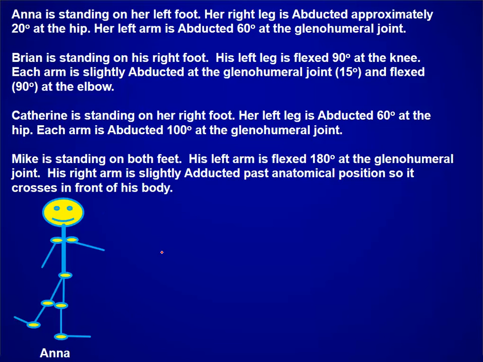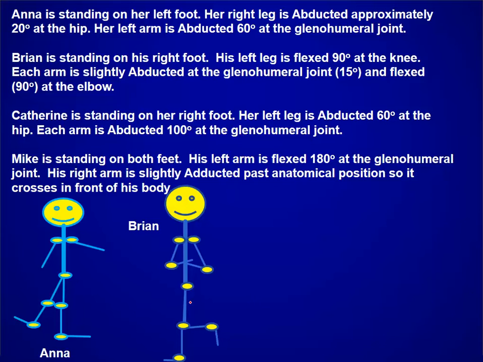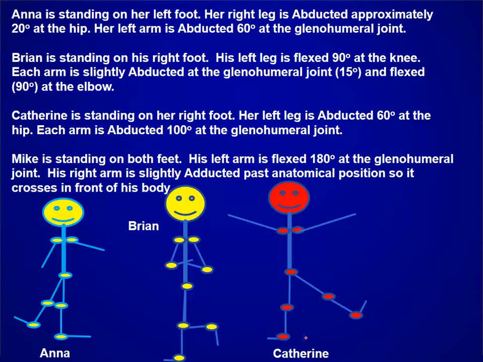All right. Then we have Brian, who is standing on his right foot. His left knee is flexed 90 degrees at the knee joint. Each arm is slightly abducted 15 degrees and flexed 90 degrees at the elbow. Then we have Catherine, standing on her right foot. Her left leg is abducted at the hip 60 degrees, and each arm is abducted 100 degrees at the glenohumeral joint. And then we finally have Mike. His left arm is flexed 180 degrees. His right arm is slightly adducted past anatomical position, and both feet are on the ground.